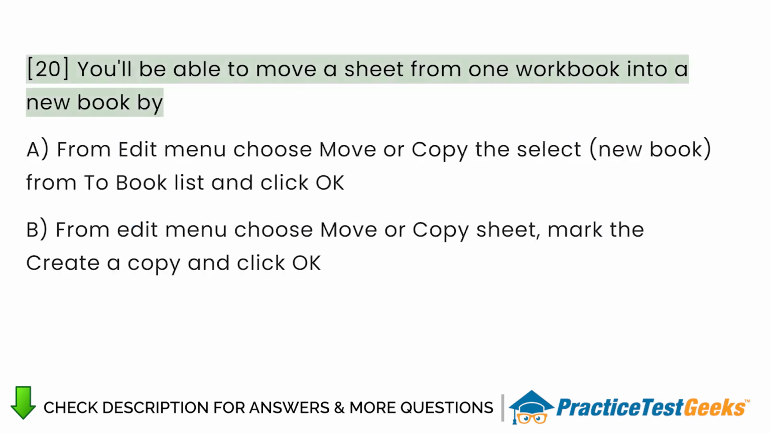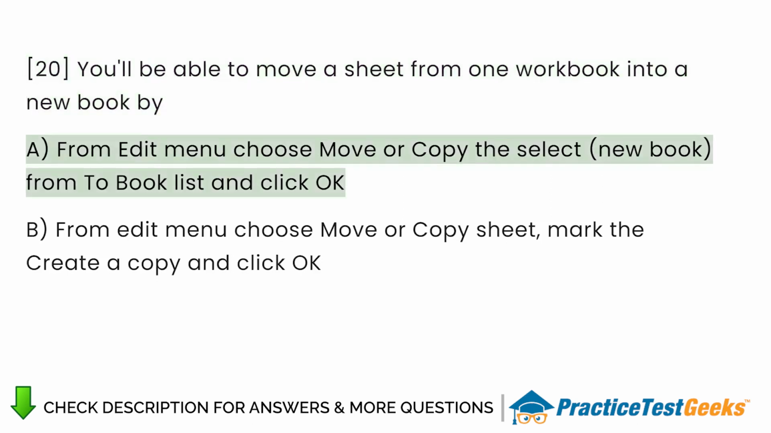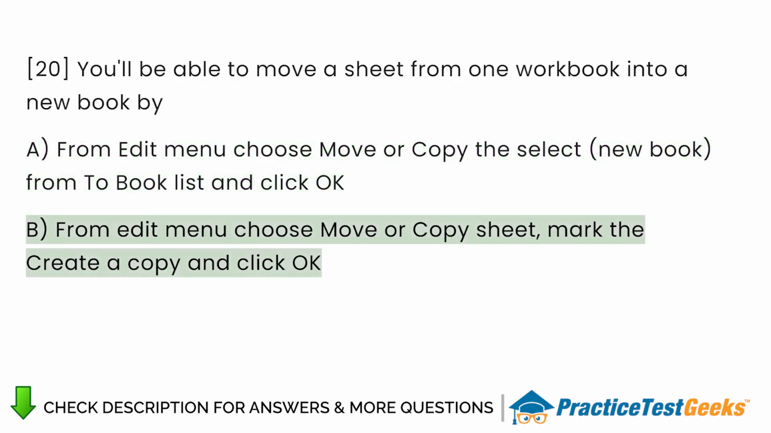You'll be able to move a sheet from one workbook into a new book by: A. From Edit menu, choose Move or Copy, select From Book list and click OK. B. From Edit menu, choose Move or Copy Sheet, mark the Create a Copy and click OK.